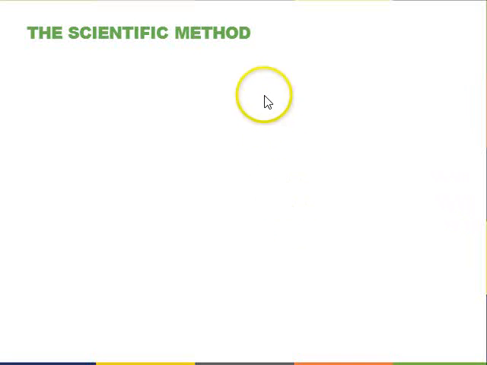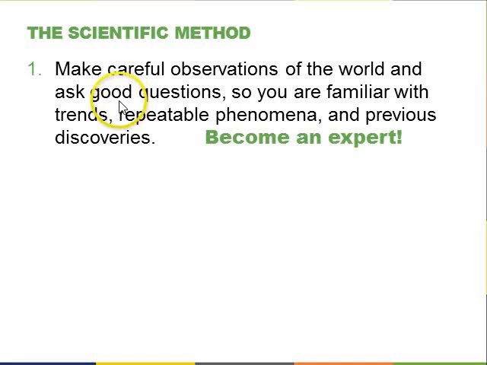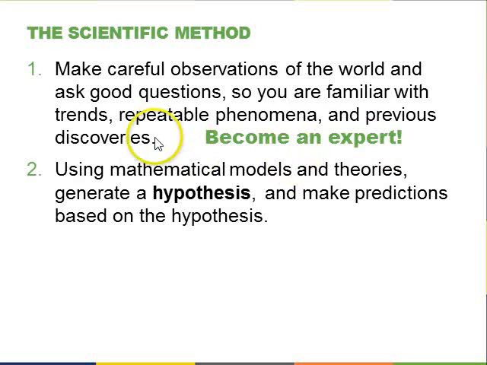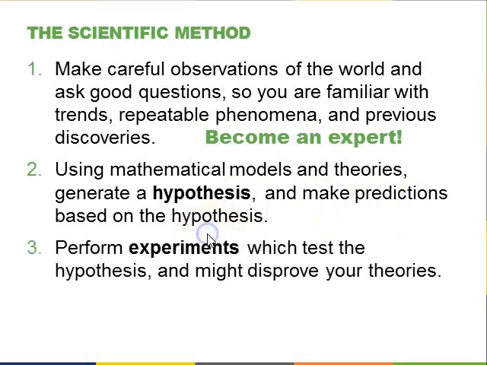So there's something called the scientific method, and there's lots of different ways of describing it. I have my own personal sort of four-step method, which is, number one, you have to make careful observations of the world, ask good questions, and become familiar with what the trends are, what repeatable phenomena are, and what other people have done. So you need to become an expert in some area of science. That's step one. Step two is you use mathematical models like that equation, y equals ax squared plus bx plus c, theories which determine these equations, and generate some kind of a hypothesis and make predictions based on the hypothesis.